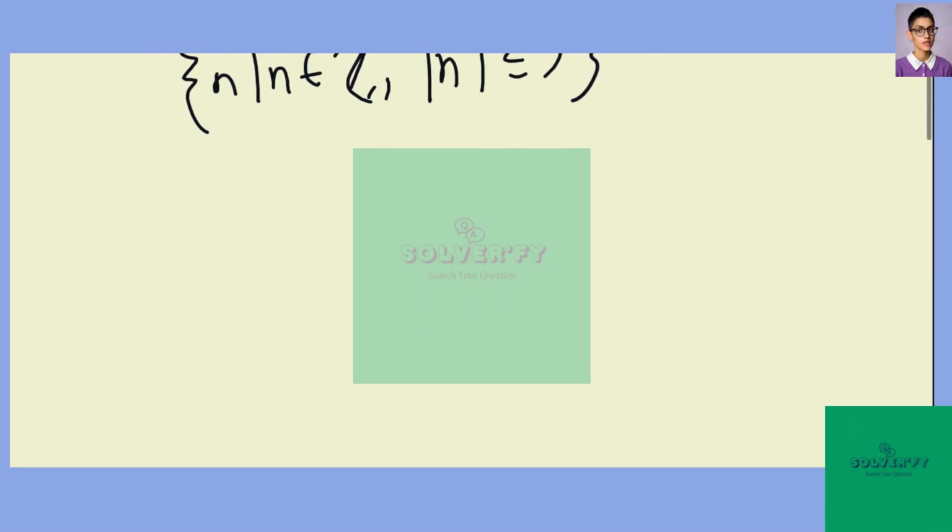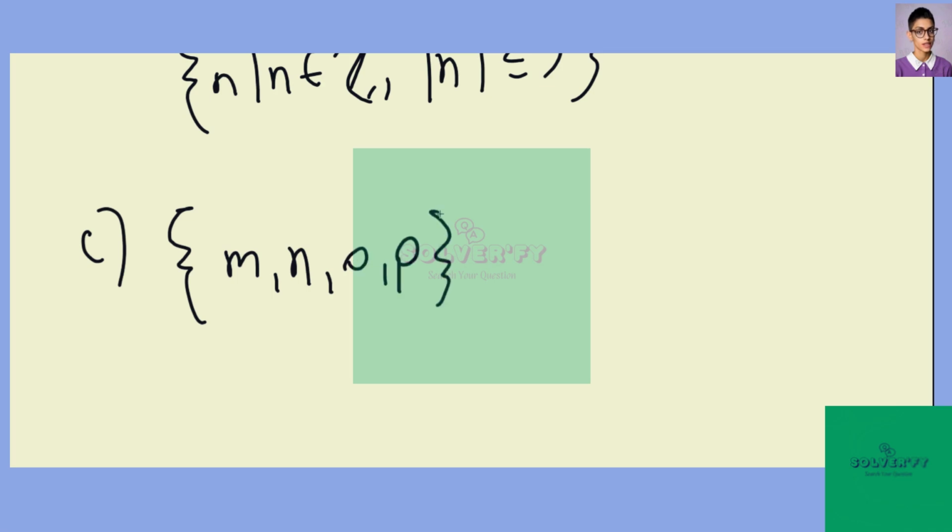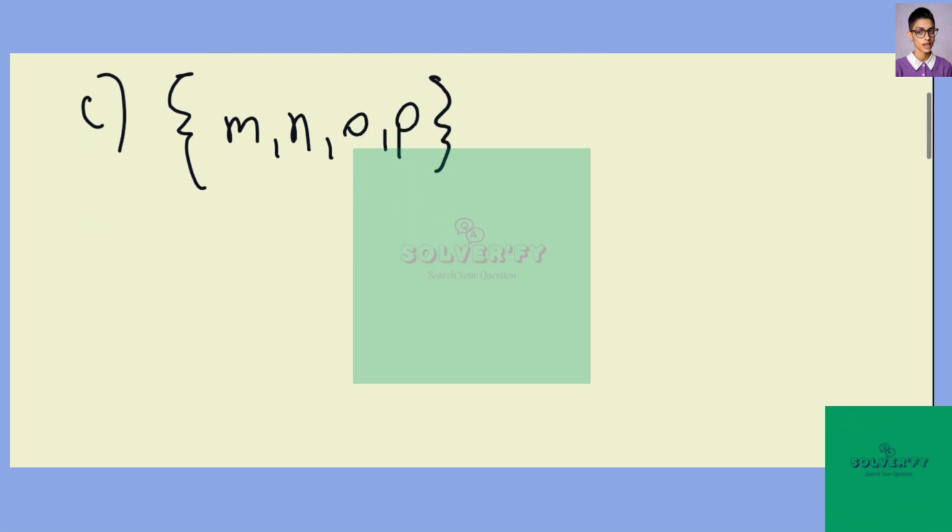And now let's look at our last set. So the last set we have, part C, is the set consisting of the letters M, N, O, and P. Okay, so how can we write this in set builder notation? Well, these are all letters, obviously, right? Starting with M and going to P. And these are in order in the alphabet.